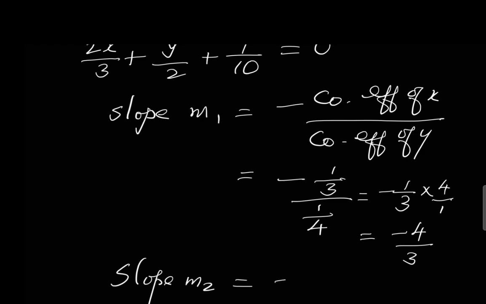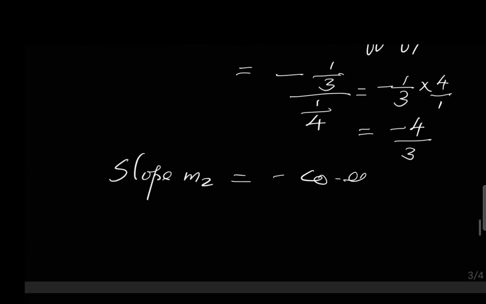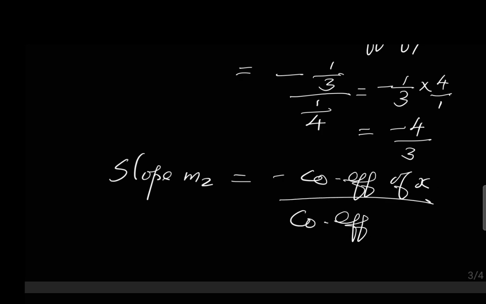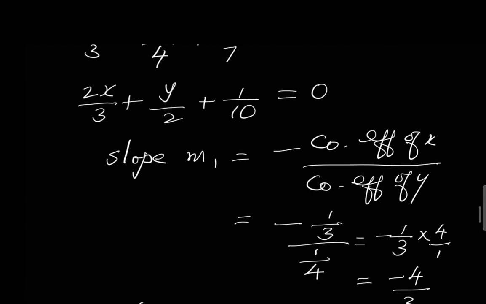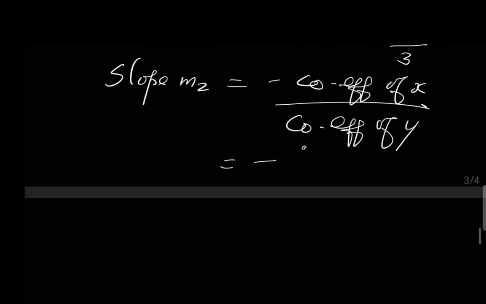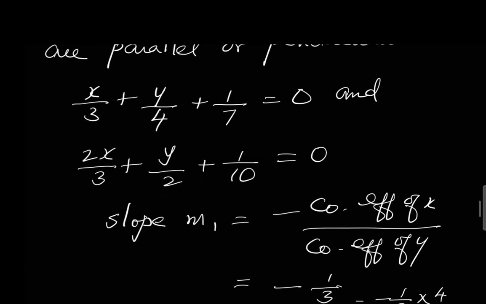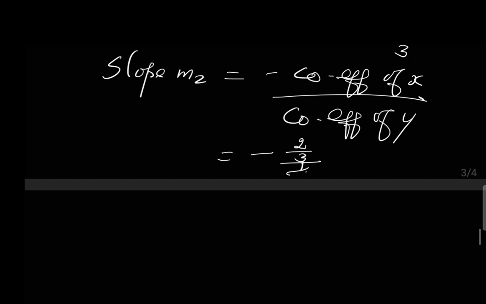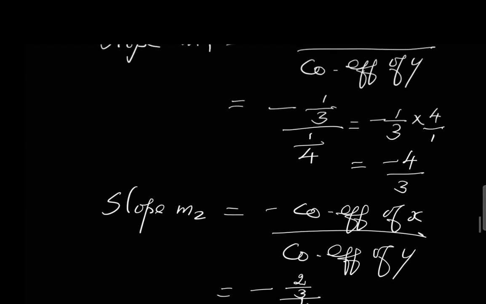Find slope m2 from the second line. See, minus coefficient of x divided by coefficient of y. So minus coefficient of x is here 2 by 3, divided by coefficient of y, which is here 1 by 2. So minus 2 by 3 into 2 by 1, that is minus 4 by 3. This is your m2.